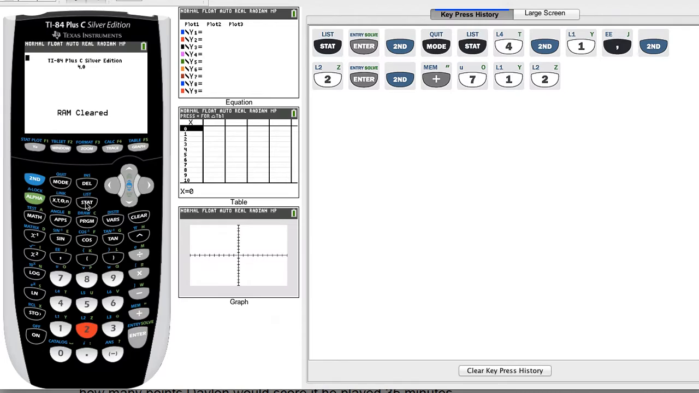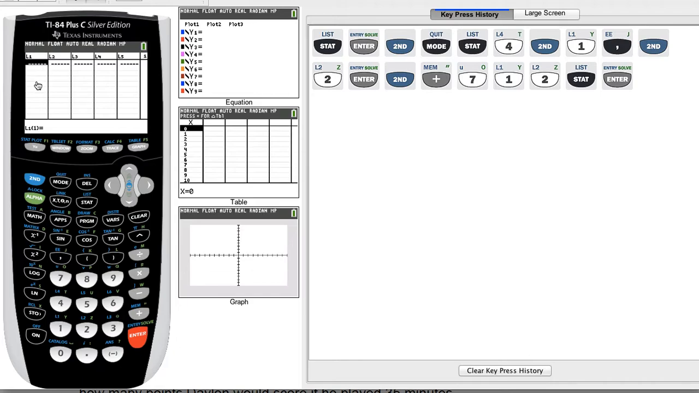Now let's go back to stat, edit, so I press enter, so stat enter, and in L1 I put all the x values, and in L2 I put all of the y values. So let's do that together. You might be faster than me, so go ahead and do that.